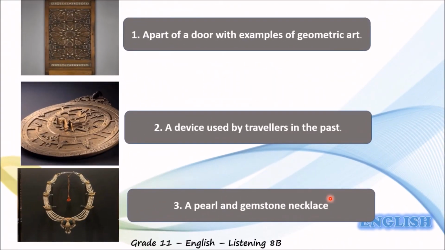The Museum of Islamic Art houses one of the most comprehensive collections of Islamic art in the world, and it contains the finest masterpieces from around the world. Here are some of them. Let's get introduced to them. So, picture 1 shows a part of a door with examples of geometric art. Picture 2 shows a device used by travelers in the past, which is also called an astrolabe. Picture 3 shows a pearl and gemstone necklace.